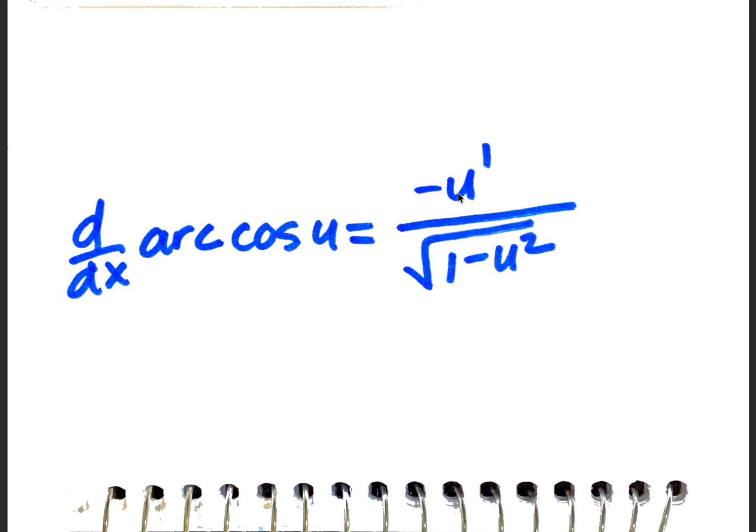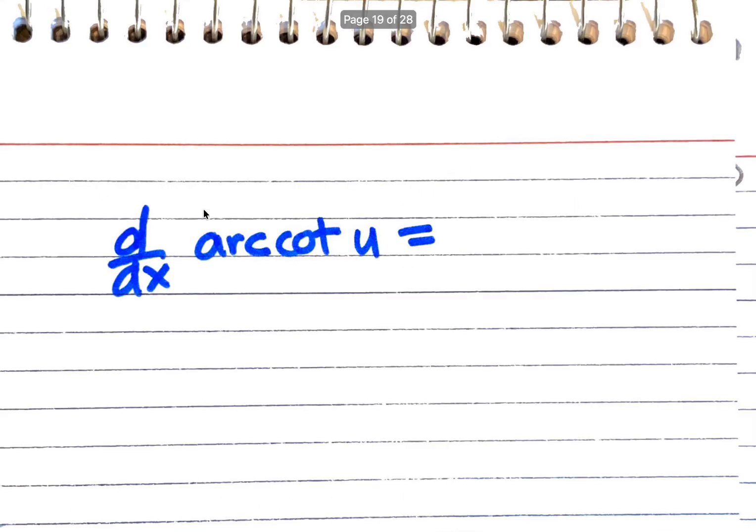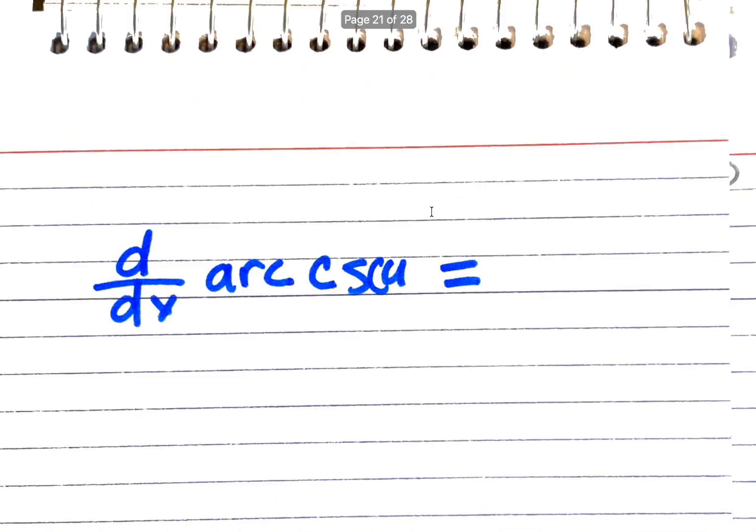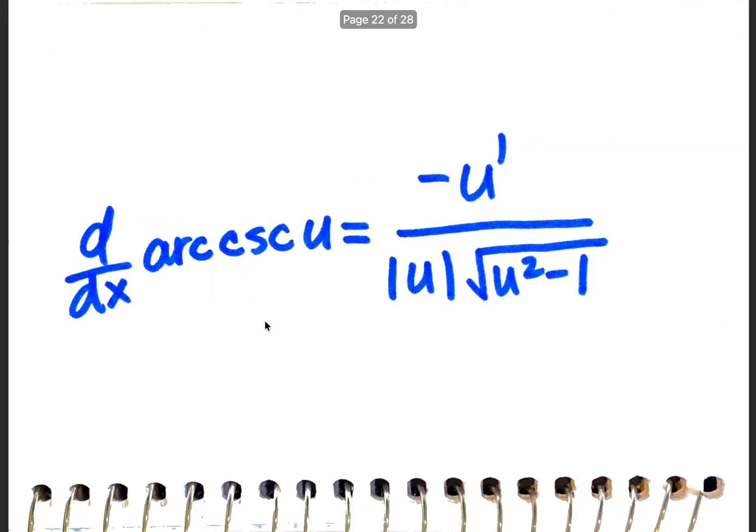Notice that the magnitude is exactly the same as for arc sine u. The only difference is the sign, so it changes to negative instead of positive. Same for arc cotangent u. This is the same as arctan u in magnitude, but just adding a negative. Arc cosecant u is the same as arc secant u in magnitude, but with a negative sign.